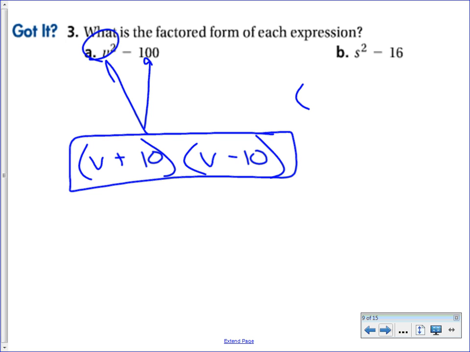Two sets of parentheses for this one. The square root of 1s squared is s. The square root of 16 is 4. One's a plus, the other is a minus. You are done.